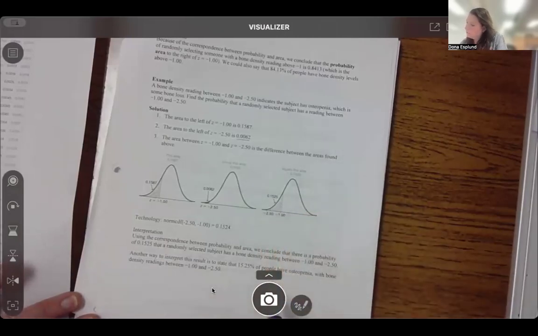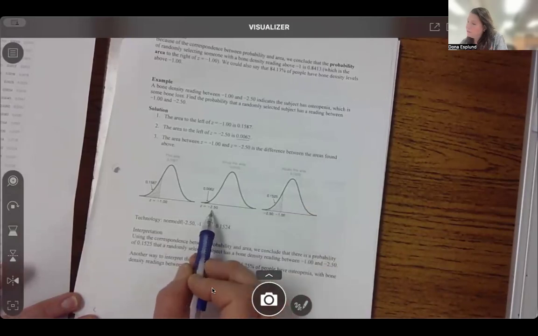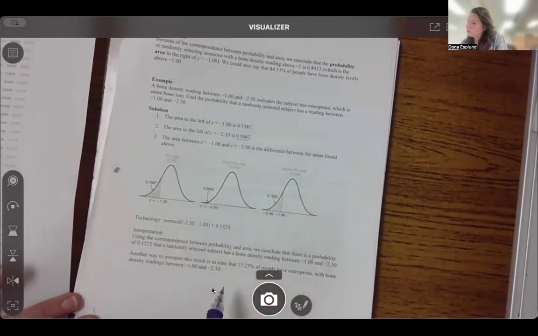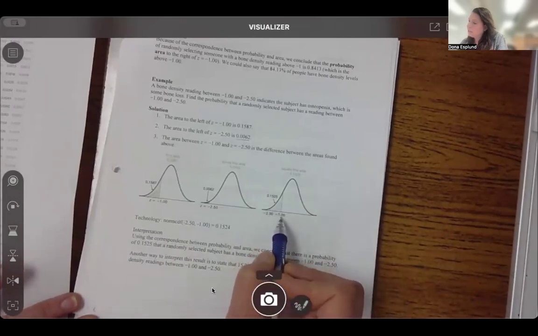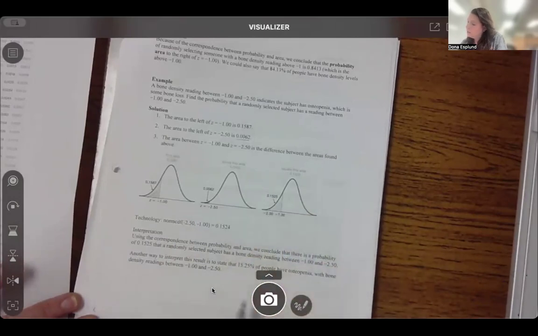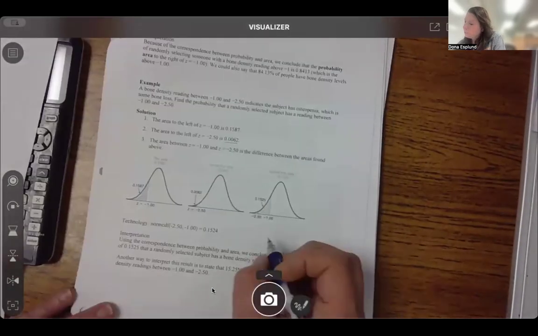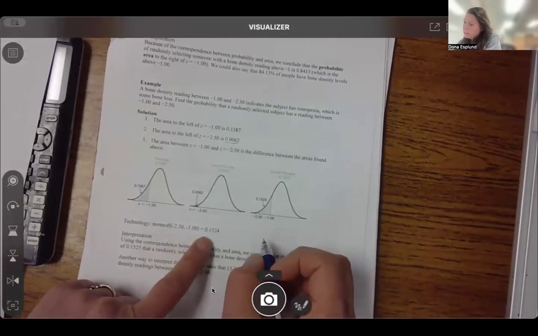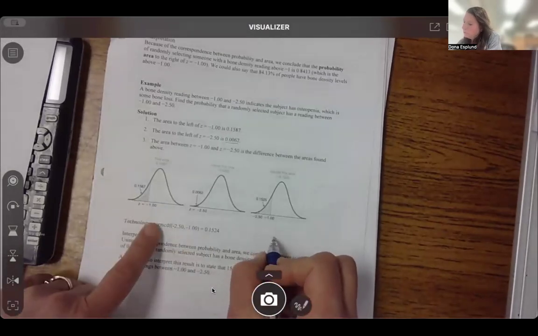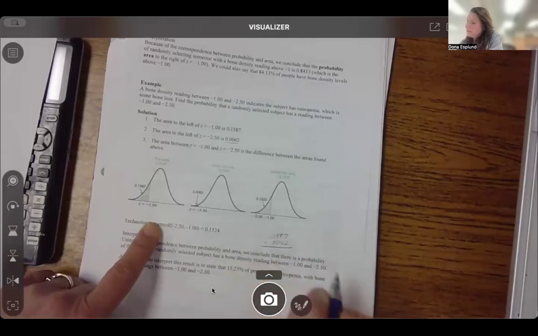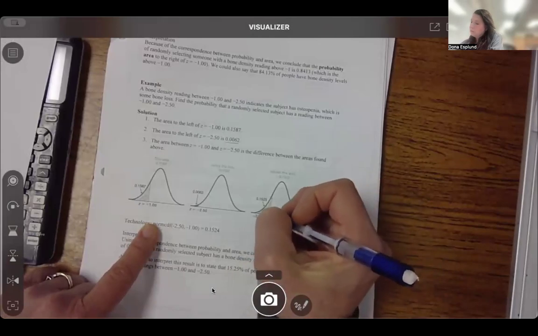And so to find that probability, I would subtract off the amount for 0.0062. So in order to find the amount between -1 and -2.5, I would take my probabilities, 0.1587 minus 0.0062, and that's going to give me just the probability between those amounts.